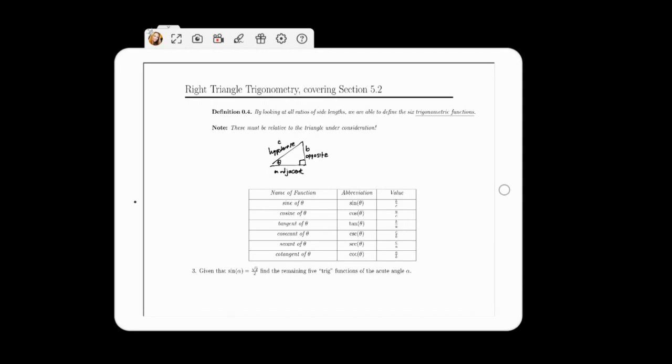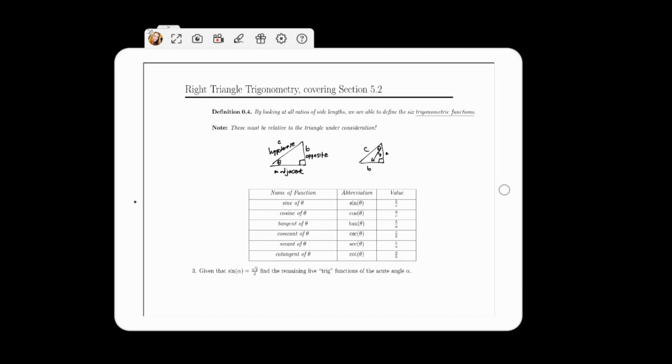If you had drawn a different triangle, so say you put theta in here, then this side, which is opposite of theta, would be B, and this side, which is adjacent to theta, would be A. C is still the hypotenuse, though. Hopefully that helps you understand.